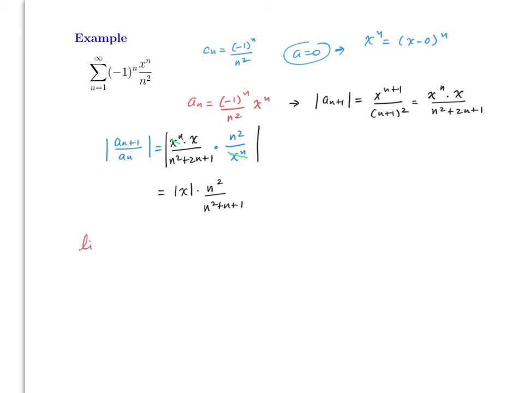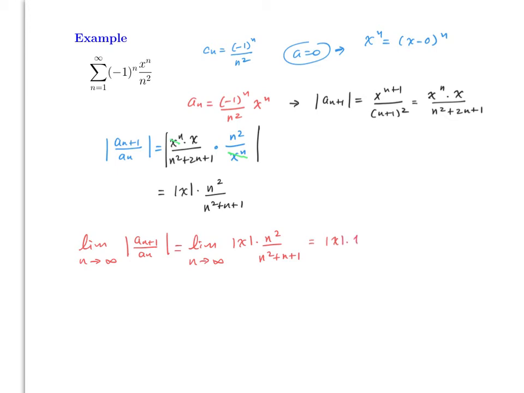So then we take the limit as n goes to infinity of the ratio, because we're using the ratio test, and the limit will be x, then we're taking the limit of this, so let me write the whole thing. So therefore this is the limit as n goes to infinity of the absolute value of x times n squared over n squared plus 2n plus 1. Notice that these two have the same degree, so therefore the limit of this is equal to 1. So therefore the limit is the absolute value of x times 1.